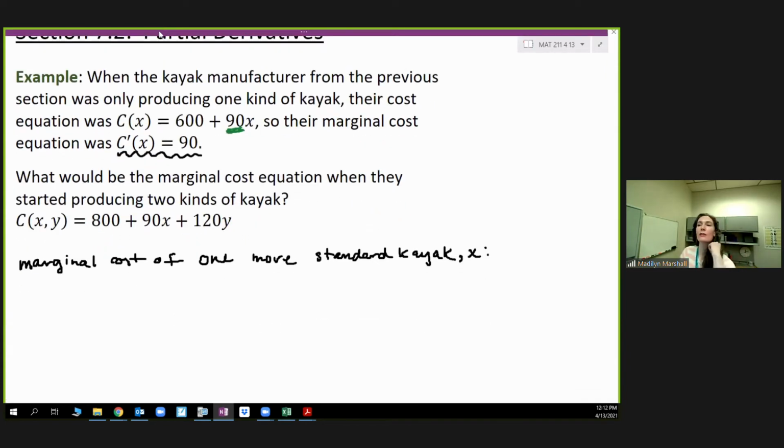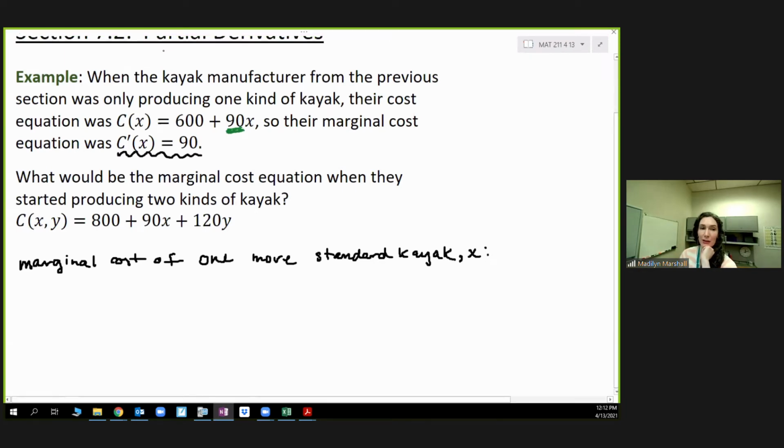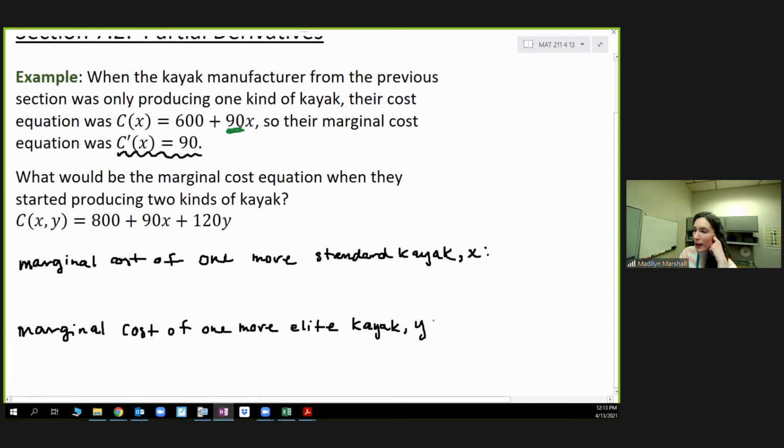We haven't learned how to do these derivatives just yet, but I want us to think about this in terms of the cost equation we have. So I'm going to write these two questions. We want to know the marginal cost of one more standard kayak, which is our x, and the marginal cost of one more elite kayak, which is our y.